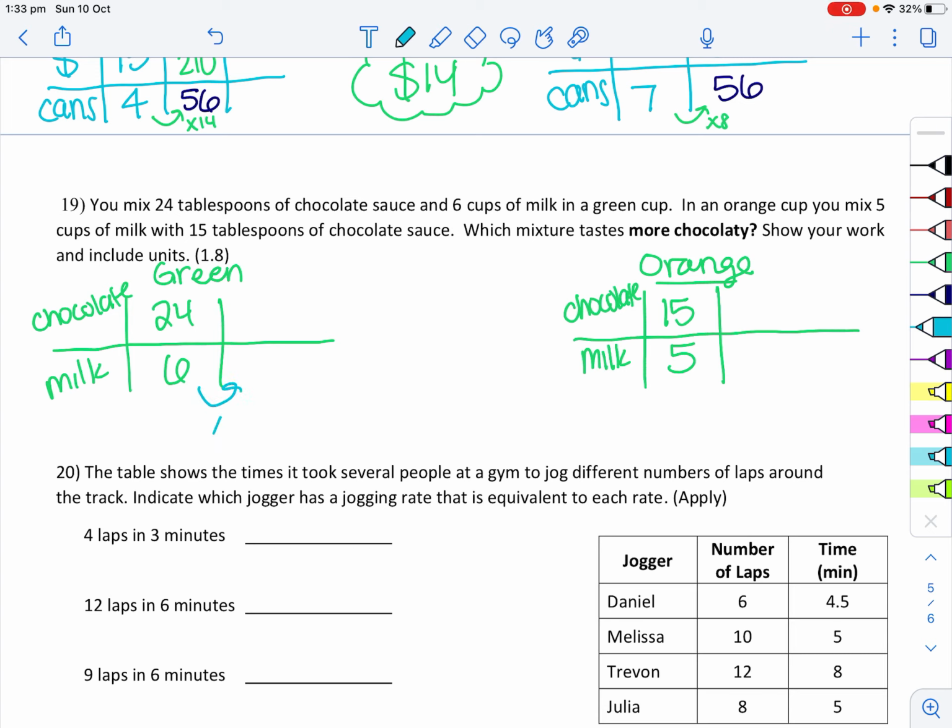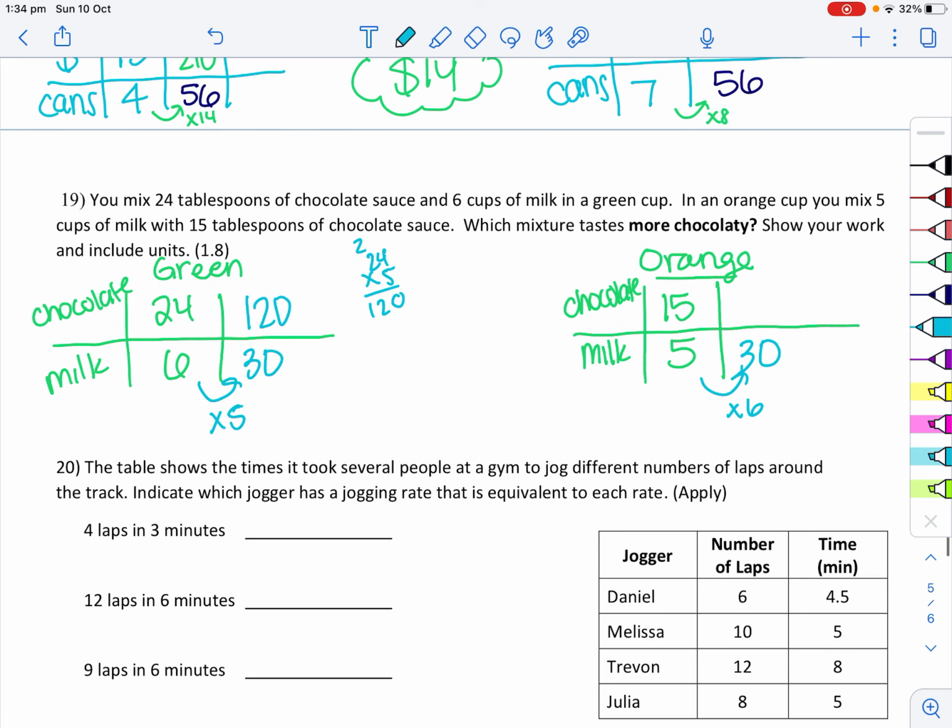So I'm going to do this times 5 and this times 6. So this is going to be 30. 24 times 5: 4 times 5 is 20, 2 times 5 is 10, so 120. And then here I'm going to have 30 and 15, 30, 45, 60, 75, 90. When I have the milk the same and I compare the chocolate, the green mixture has more chocolate compared to milk, so the green will be more chocolatey.